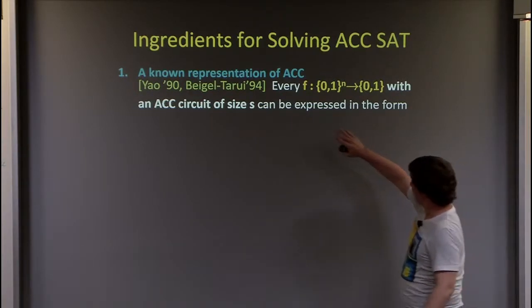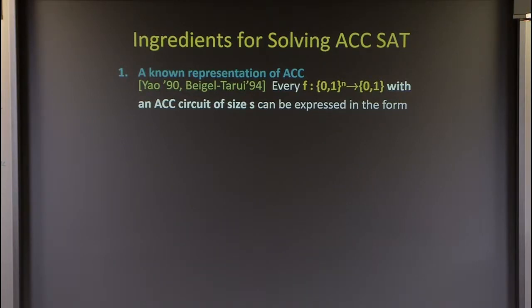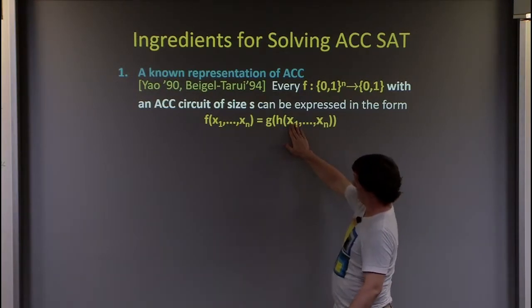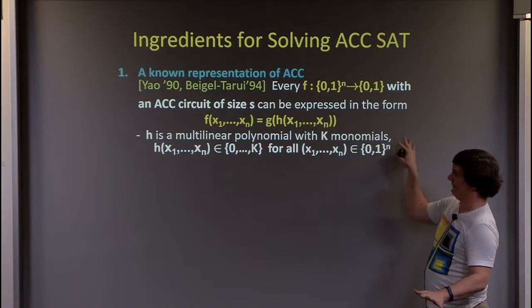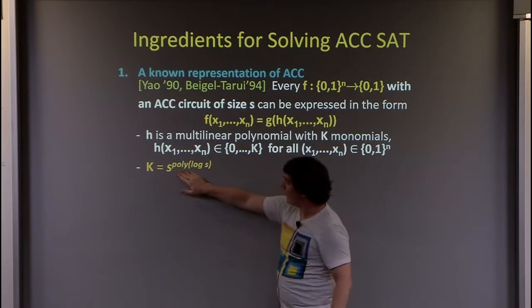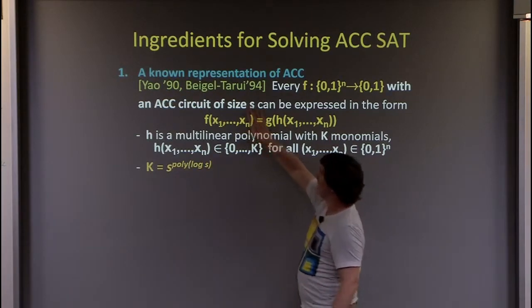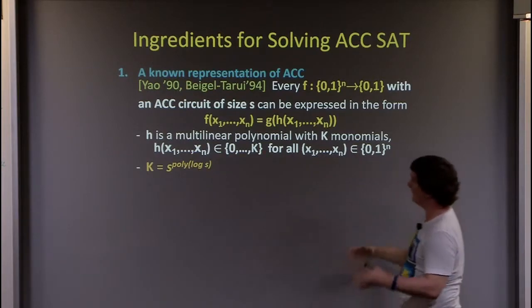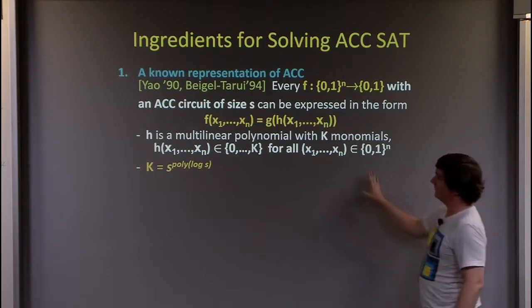So it basically said every Boolean function with an ACC circuit of size S, you can express it in a very nice form. You can express it as a composition of 2 simple functions, g of h, where h is a multilinear polynomial with k monomials. It means it doesn't have squares in it. Okay, it has some number k monomials, where k is a quasi-polynomial in S. Okay, so you think of S as being maybe polynomial. This is quasi-polynomial. Okay, so it doesn't have too many monomials. It doesn't have 2 to the n monomials, for example.